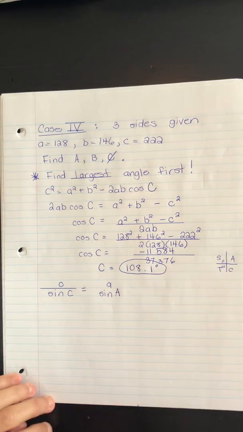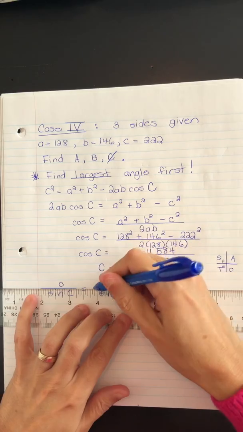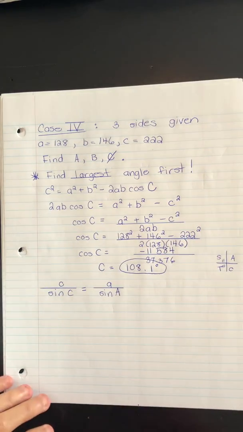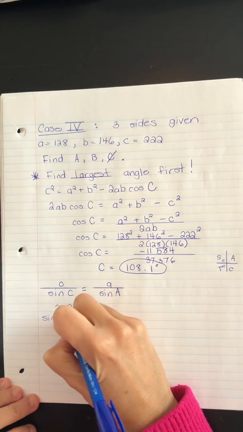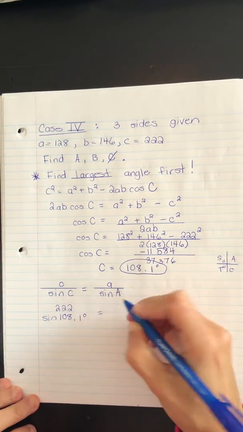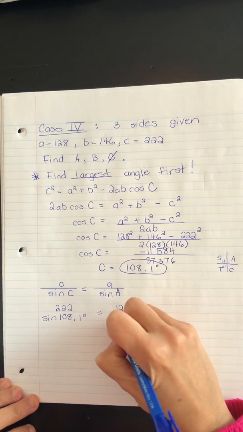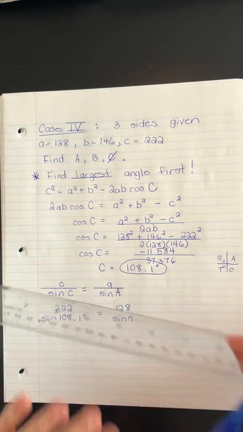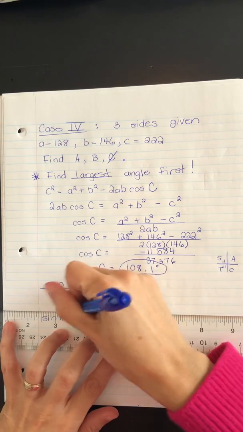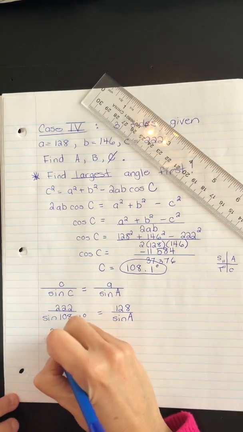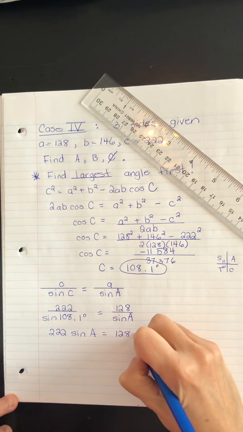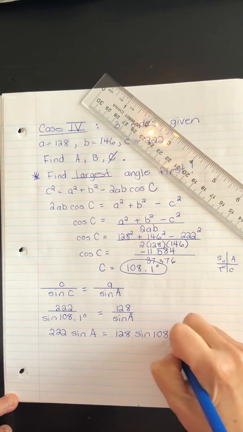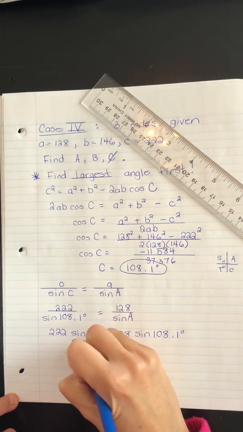So I'm going to find angle A first. So now I'm going to substitute. Okay, so it's 222 over the sine of 108.1 degrees is 128 over the sine of A. Cross multiply first. 222 sine A is 128 sine of 108.1. Divide.